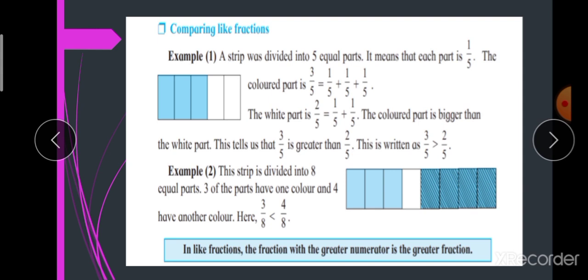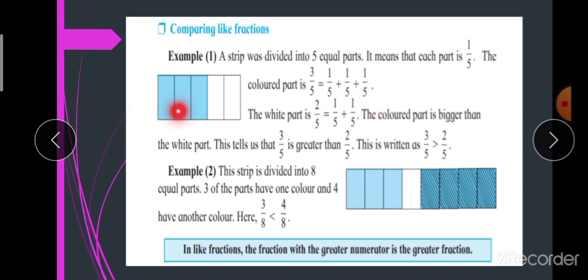So here is the theory of your textbook. Here we have a strip which is divided into 5 equal parts. It means that each part is 1 upon 5. The colored parts are 3, so it will be 3 upon 5, and white parts are 2, so therefore it will be 2 upon 5. So 1 upon 5, 1 upon 5, 1 upon 5, all three are added. Since the denominator is same, the numerator can be easily added. So 3 upon 5 is nothing but 1 upon 5 plus 1 upon 5 plus 1 upon 5. In the same way, 2 upon 5 is nothing but 1 upon 5 plus 1 upon 5.